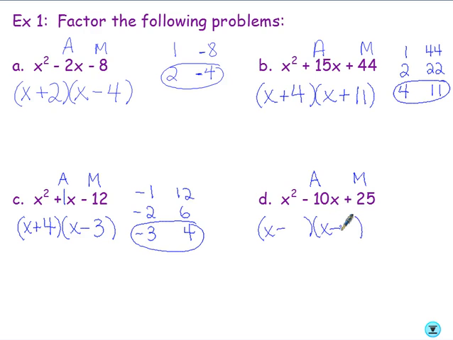25, not a whole lot of options here. We definitely have 1 times 25, but the only other pair of numbers that multiplies to give you 25 is 5 and 5. Both numbers are negative. Which one of those two pairs adds up to give you a negative 10? That would be that pair right there. So negative 5 and a negative 5.